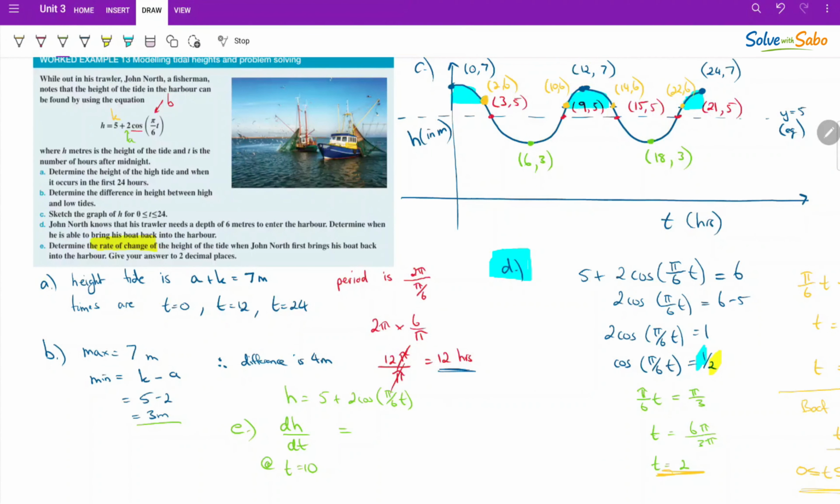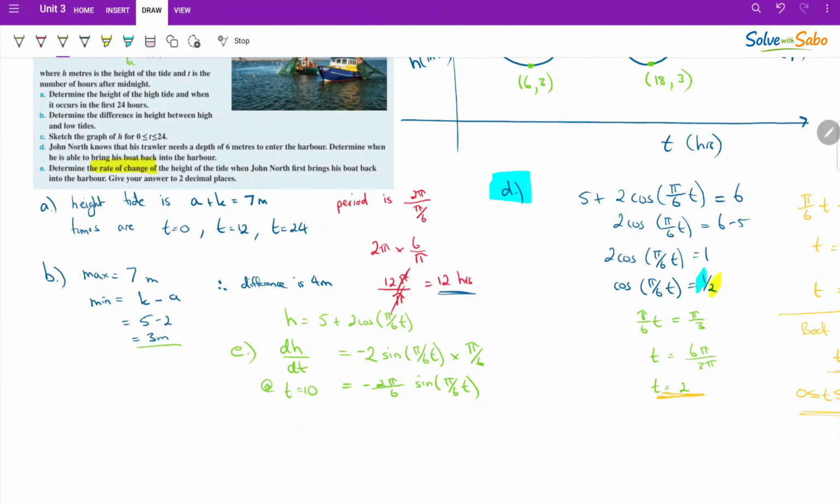Well, the derivative of cos is negative sine. The 5 goes away. It's going to be negative 2 sine. I don't touch anything in here, times by the derivative of what's inside my bracket. And then I can tidy that all up to be negative 2 pi on 6 sine of pi on 6 t. And of course we can tidy that up even further to be negative pi on 3 sine pi on 6 t.